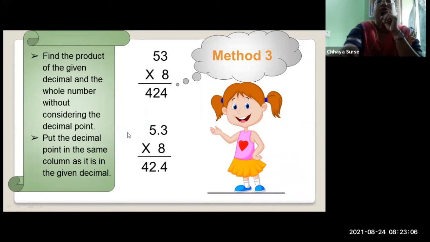Easy enough. This way you can easily multiply decimal fractions. Put the decimal point in the same column as it is in the given decimal. So in this decimal fraction, before the one digit we have given the decimal point, because only one decimal place is here.